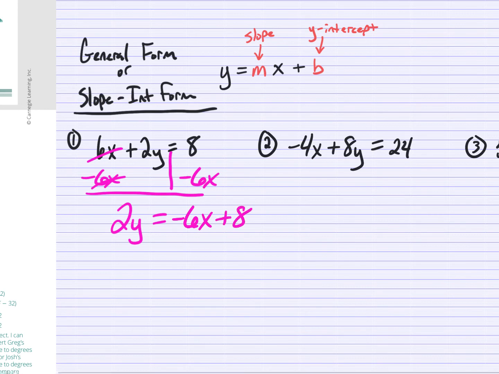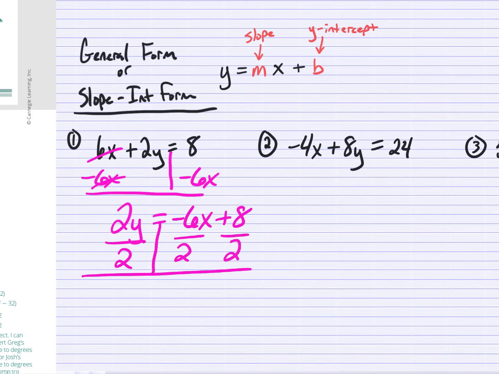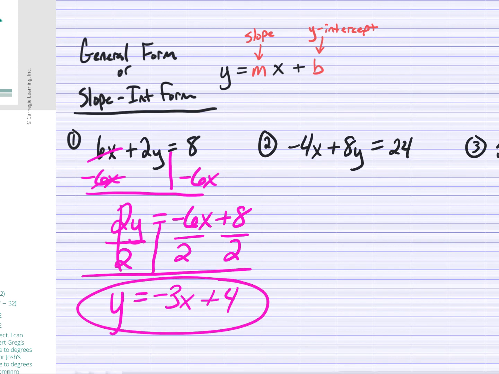Okay? Then from here, again, we have to get the y by itself. The opposite of multiplying by 2 is dividing everything by 2. So I get the y all by itself. -6x over 2 will reduce to -3x. Positive 8 divided by 2 will reduce to positive 4. So this is general form or slope-intercept form.